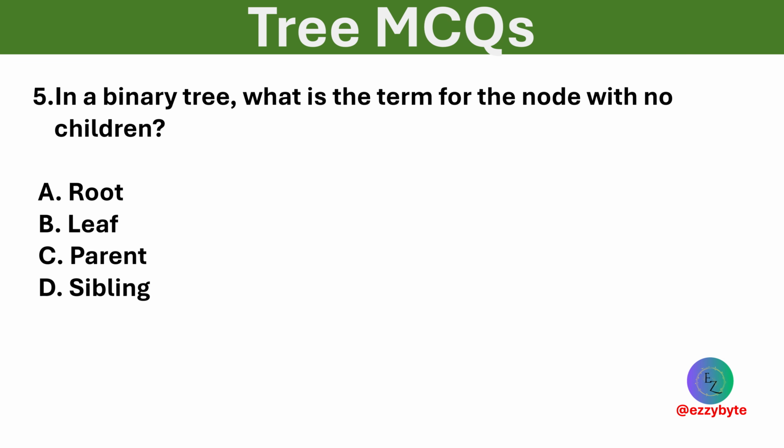In a binary tree, what is the term for the node with no children? Options are root, leaf, parent, and sibling. Option B is correct. In a binary tree, a leaf is a node that does not have any children.